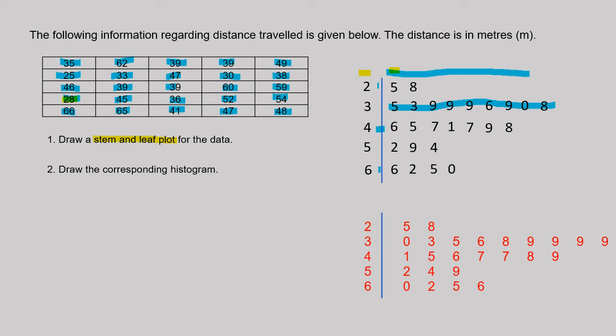There's a 5 and 8. Look at these numbers. They go in ascending order. These numbers here are in ascending order. These numbers at the bottom are in ascending order, which means I have now done them in ascending order.